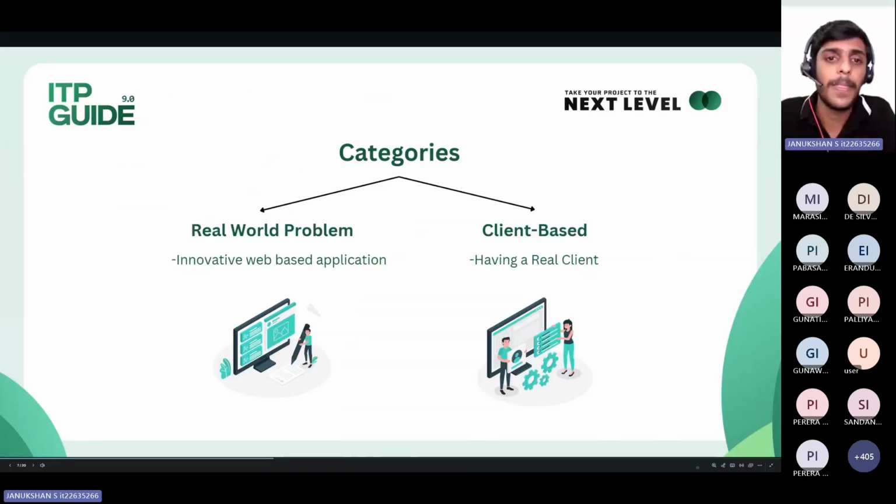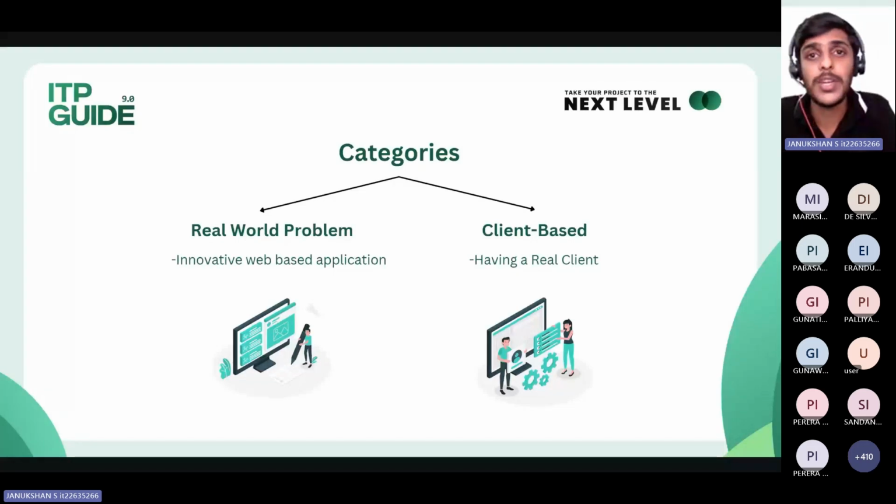And next, when selecting a topic, mainly there are two categories. One is a real world problem and the next one is client based. When it comes to a real world problem, you are going to do an innovative web based application, which can be a solution to any current problem. And there are no specific requirements in that. So you can think out of the box and come up with your own creativity.